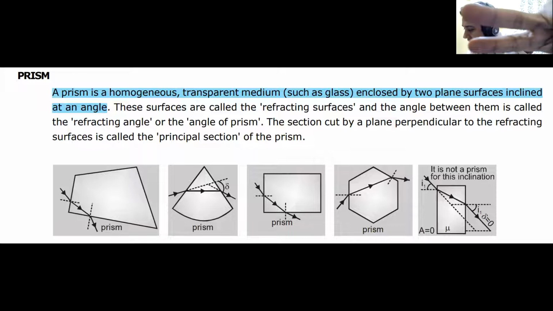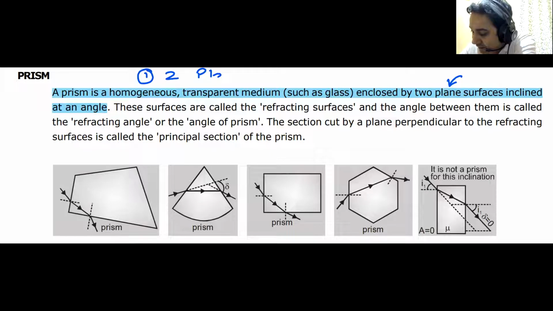Do we understand this? It should have at least how many? Two surfaces. And these two surfaces must be plane. It cannot be like one is curved and the other one is plane, because if it becomes curved, it is not a prism, then it becomes a lens. Do we understand this? So what are the two points about prism that you must remember? It must have at least two plane surfaces.